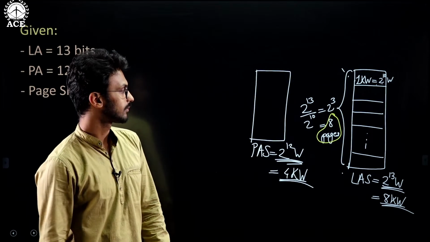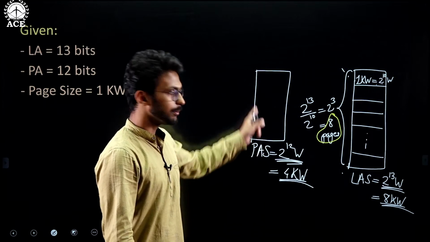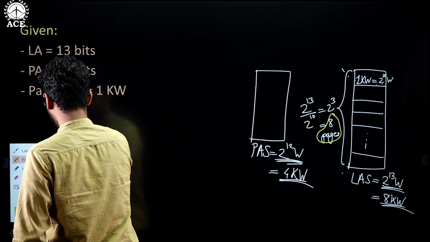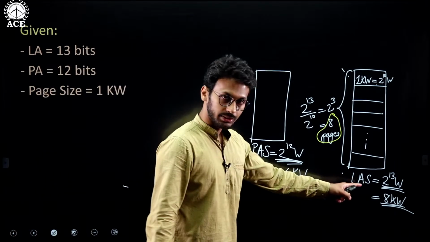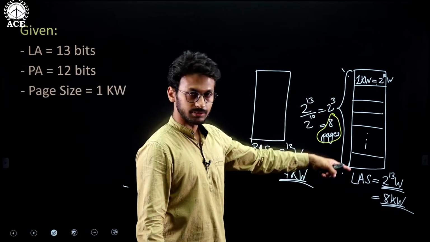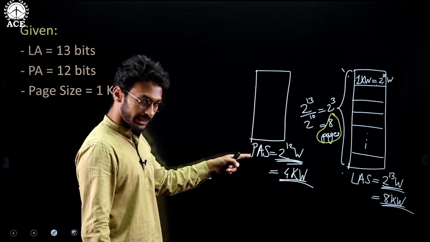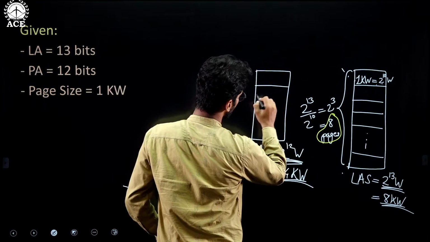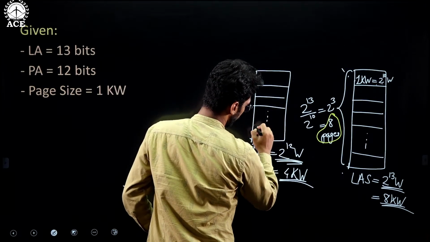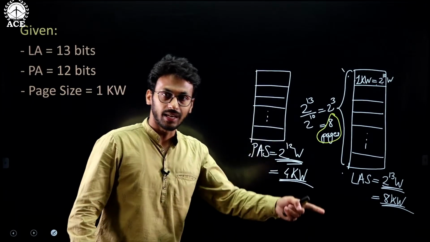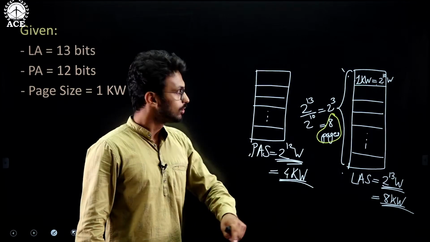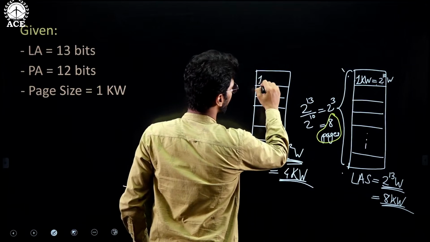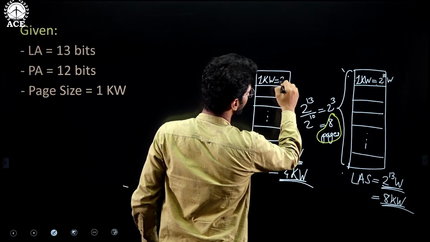8 pages. Now, you tell me what will be the number of frames in physical address space. 2 points I mentioned earlier. First point, logical address space is divided into pages. Next point, physical address space is divided into frames. Third point, page size and frame size both are the same. So if page size is 1 kiloword, frame size will also be 1 kiloword, no? What is it? 2 raised to 10 words.